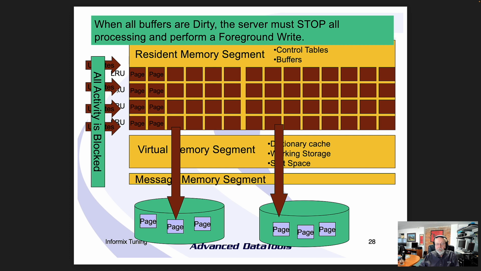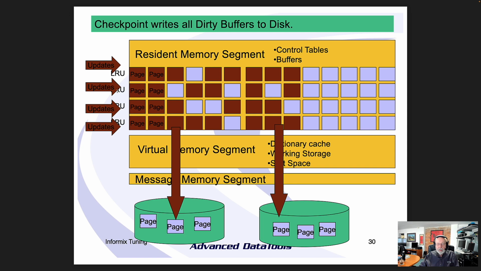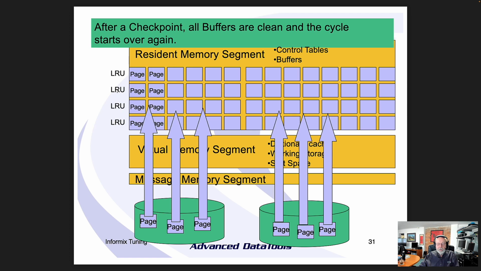Now, if all the buffers are dirty, Informix has to stop and do a foreground write. This is really bad. You don't want to see this. When a buffer is written to disk, it's marked as free, and it can be discarded, and everything goes on. This is buffer turnover ratio, because what happens if you discard a buffer and then you need it again? It has to come back into memory. So this is a cycle of going back and forth. Now a checkpoint comes along and every dirty buffer gets written out to disk. And at the end of a checkpoint, you're clean and this whole cycle starts all over again.